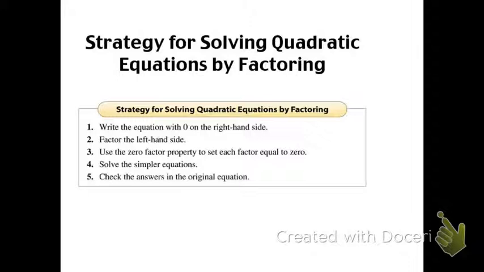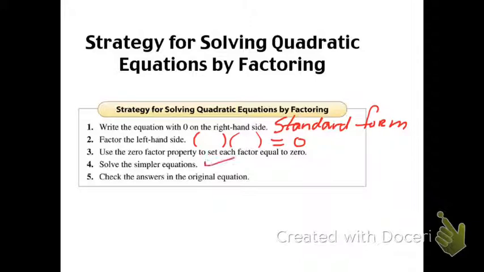Okay, so here's again the steps written out in a more organized fashion. Solving quadratics by factoring. Write the equation with 0 on the right hand side. Again, this is called the standard form. Make sure it's set equal to 0. Factor the left hand side, so you're going to look for your two binomials. Those are still going to be equal to 0. Set each factor equal to 0. That's your zero product property.